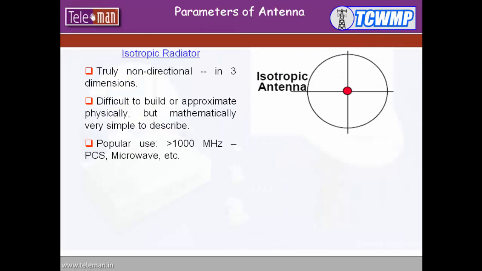Okay. So the isotropic antenna we'll discuss first. This is truly non-directional in 3 dimensions, difficult to build or approximate physically. Mathematically you can prove it and describe it, but while manufacturing or physically building it, it is very difficult. This is popular above 1000 megahertz, so that is for PCS, personal communication system, and microwave, etc.